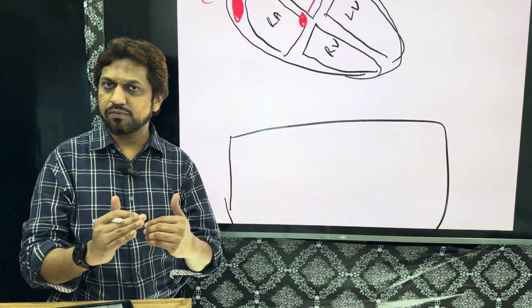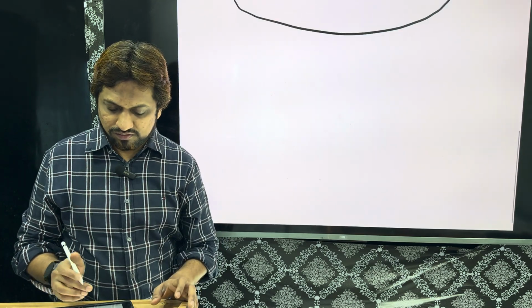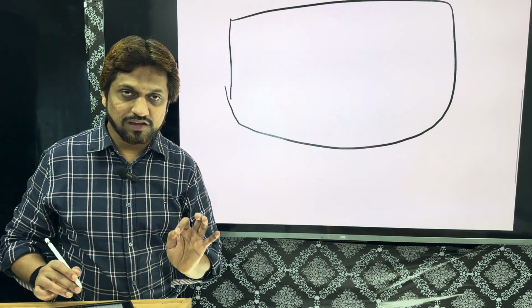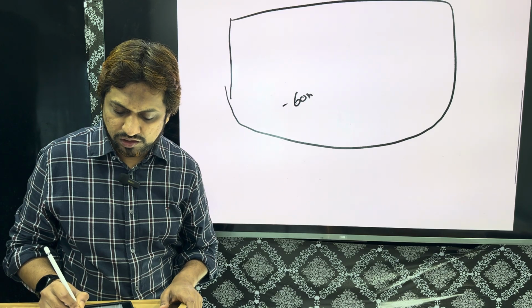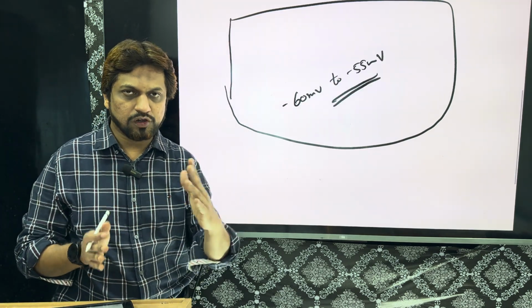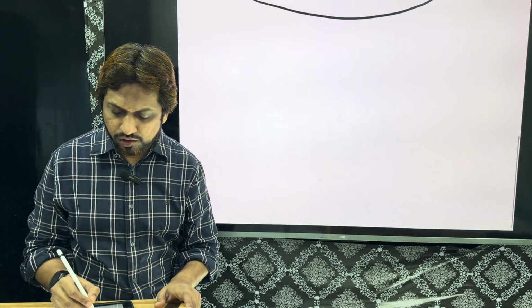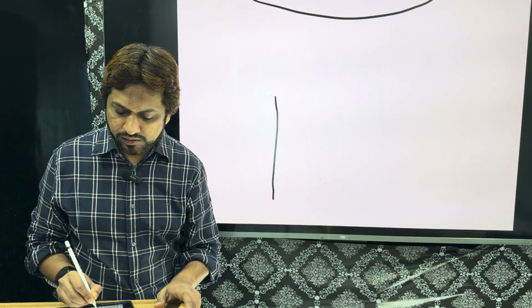For example, in the cardiac muscle which we have discussed, it was minus 90 millivolt. But in this SA nodal cell, it will be around minus 60 millivolt to minus 55 millivolt. It is not stable, it will be moving. Why it is not stable, we will discuss now.